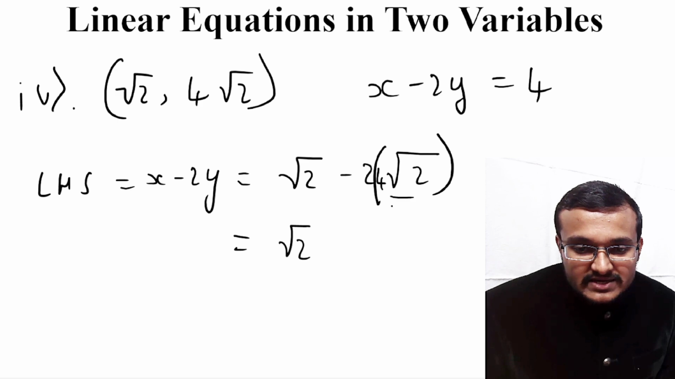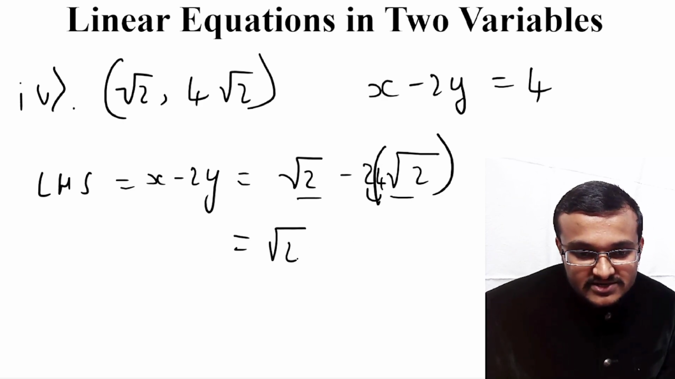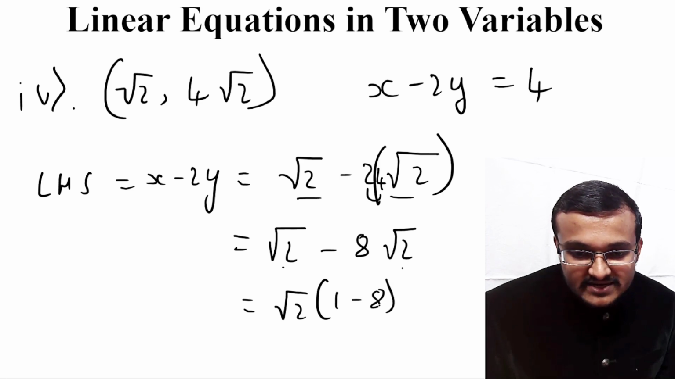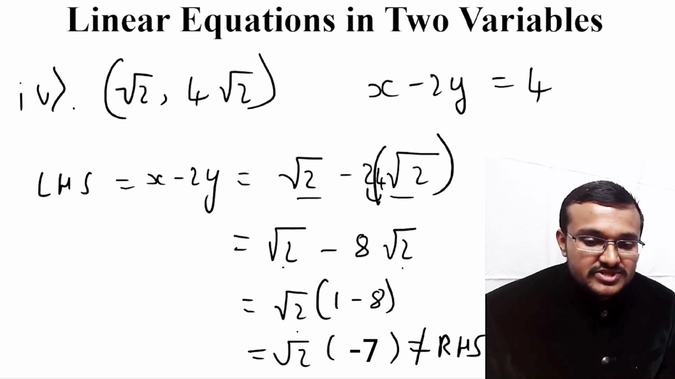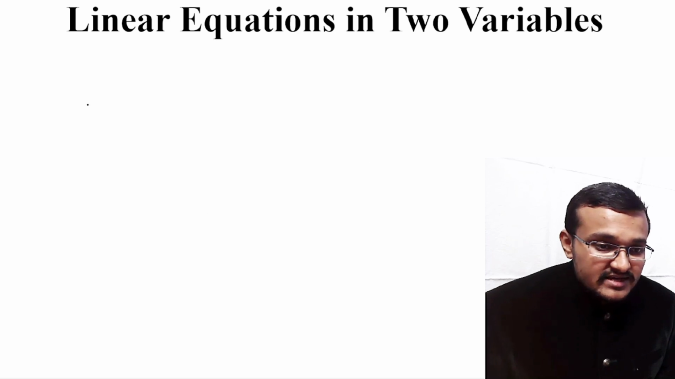Root 2 you can take common in both of these terms. So 1 minus 2 into 4 will be there. So 4 2s are 8. Or else this will be confusing, I'll write everything one more time. First we'll take the term outside: root 2 minus 4 2s are 8 root 2. So here root 2 you can take common. If you take root 2 common it will be 1 minus 8. So root 2 into minus 7 you are getting, which is not equal to RHS. So this is also not the solution of this particular equation.